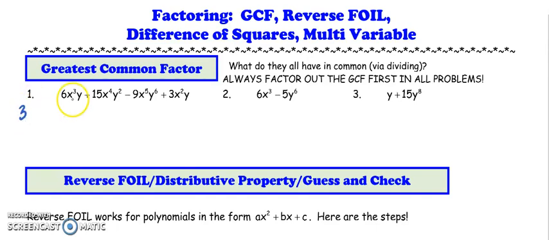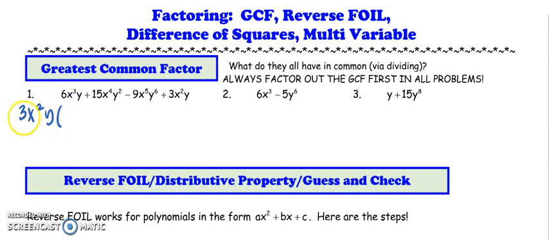There we go. And then this has x to the third, x to the fourth, x to the fifth, x to the second. So how many x's did they all have in common? Well, they all have, at most, 2. All right, so x squared. And then looking at the y to the first, y to the second, y to the sixth, y to the first, the most we can take out is a y to the first.